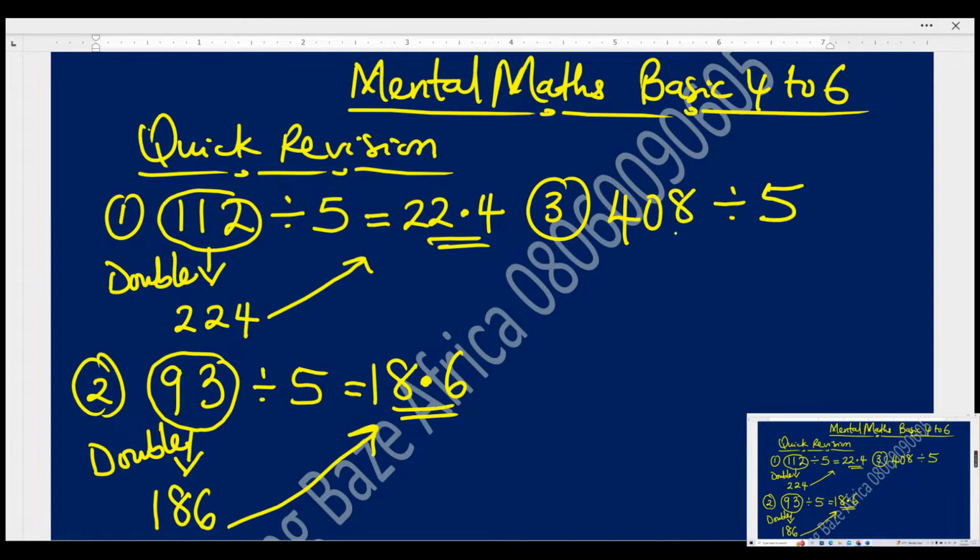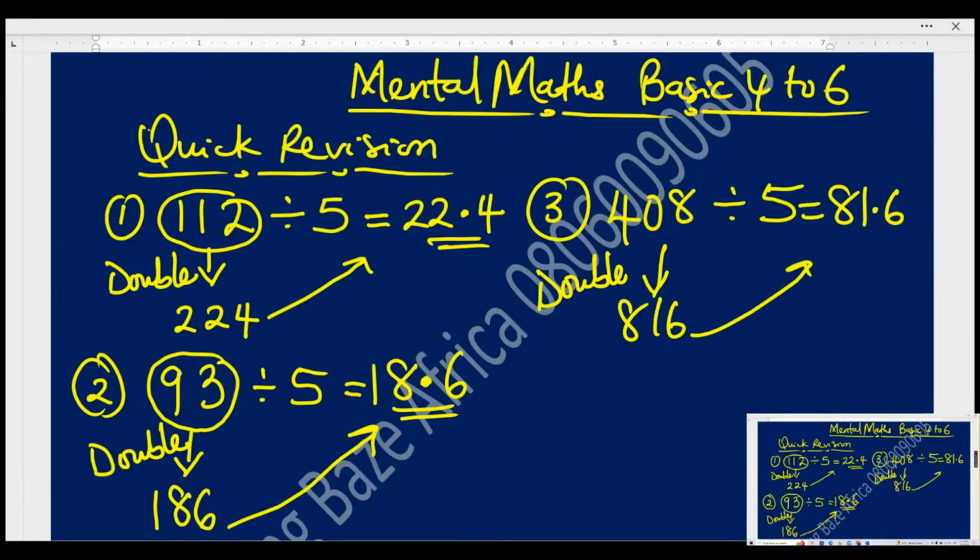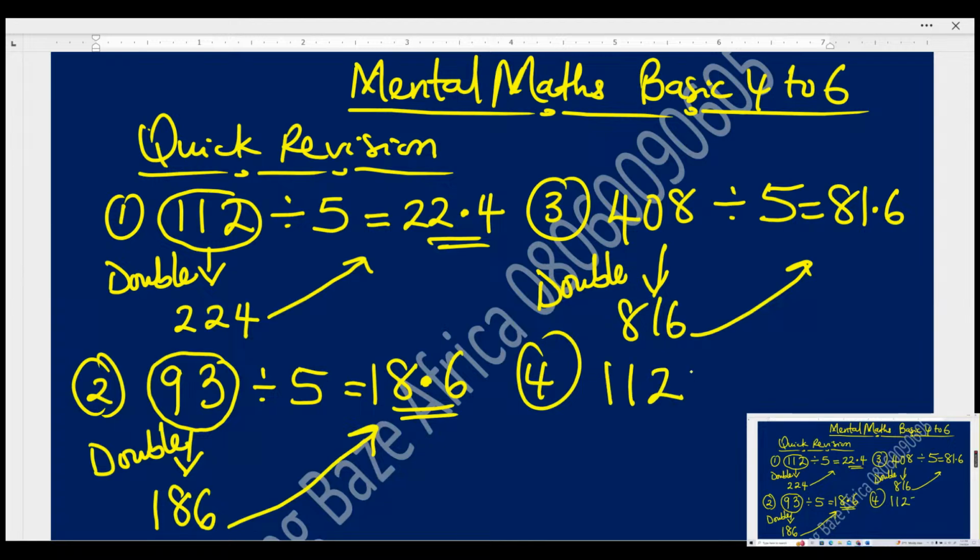So how can you divide 408 by 5 without using a pen, without using a calculator? In your head, double 408. 400 will become 800. 8 will become 16. So that's 816. So when we double this, we'll have 816. Then introduce a decimal point before the last digit, you have 81.6. 408 divided by 5 is equal to 81.6.